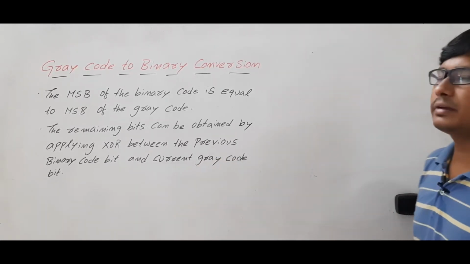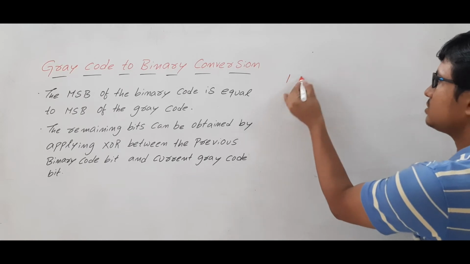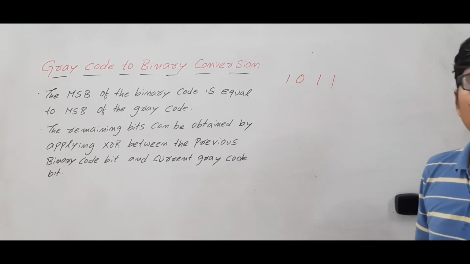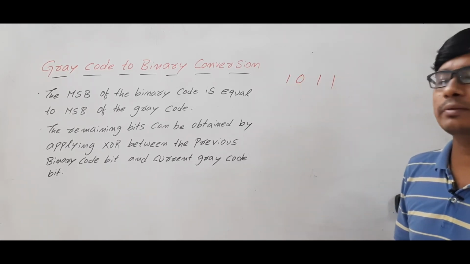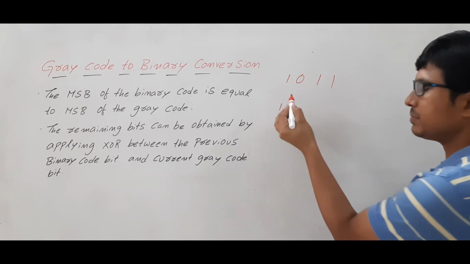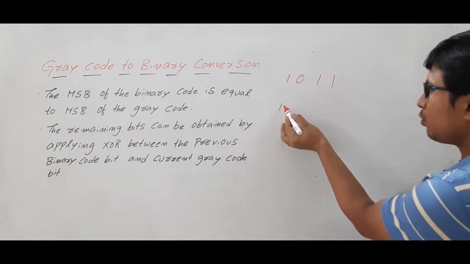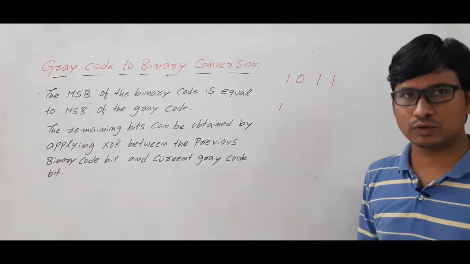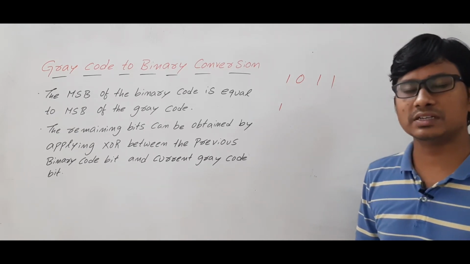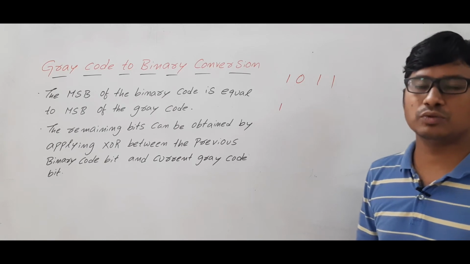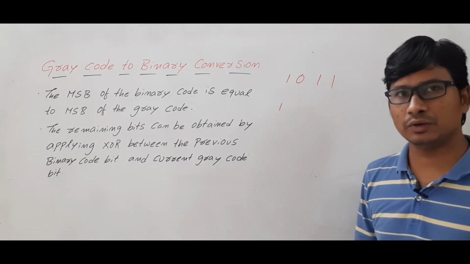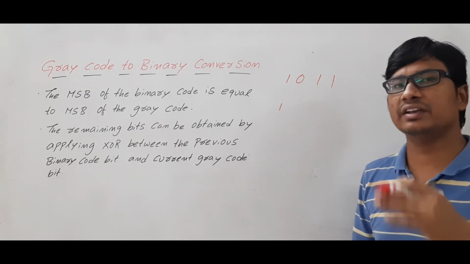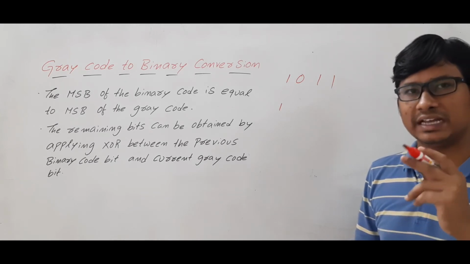Let me take a gray code as 1011. Now I want to find its equivalent binary code. So the MSB will be as it is. Now 1 exclusive OR 0. I hope everyone knows what an exclusive OR is. If both the inputs are the same, the exclusive OR gate will give the output as 0. If both the inputs are different, the XOR gate will give the output as 1.